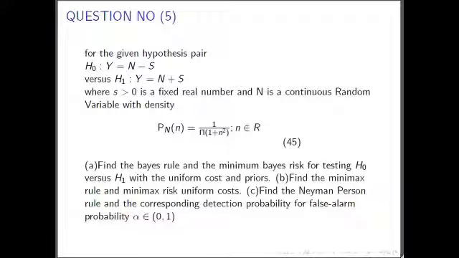Now let's move on to the next question. Here the given hypothesis is H0: y is equal to n minus s and H1 is given as y is equal to n plus s, where s greater than 0 is a fixed real number and n is a continuous random variable with density function Pn of n is equal to 1 divided by pi into 1 plus n square, where n belongs to R. Our aim here is to find out Bayes rule, minimum Bayes risk, minimax rule, minimax risk, Neyman-Pearson rule corresponding to the detection probability for false alarm alpha belongs to 0, 1.